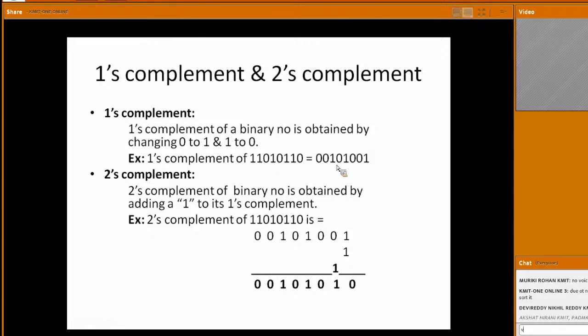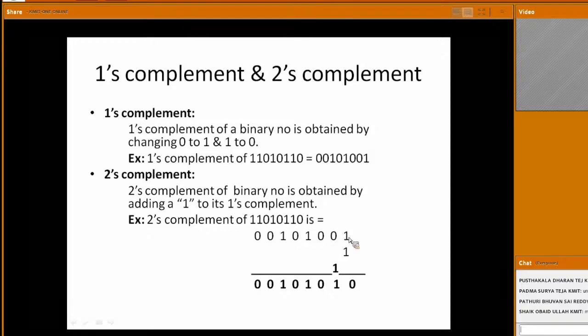Next, how to get the twos complement? If you add a 1 to the ones complement, the ones complement will give you the twos complement. Example, calculate the ones complement, then add 1 to it to get the answer.